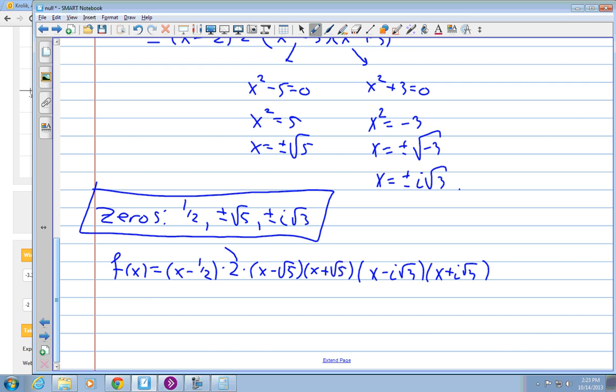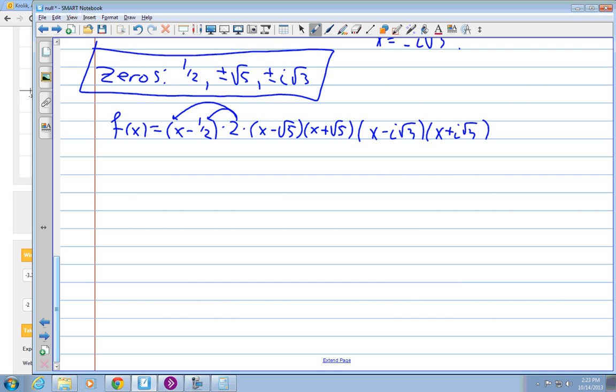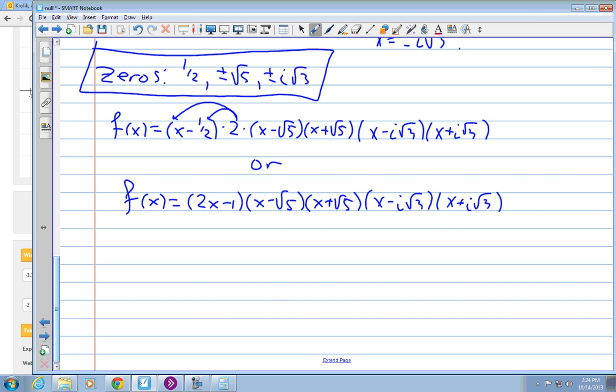And as before, I can throw the 2 inside the first parenthesis to make it 2x minus 1, so I don't have a fraction in there. So it'll still be the same. So my polynomial is 2x minus 1, x minus root 5, x plus root 5, x minus i square root of 3, x plus i square root of 3.